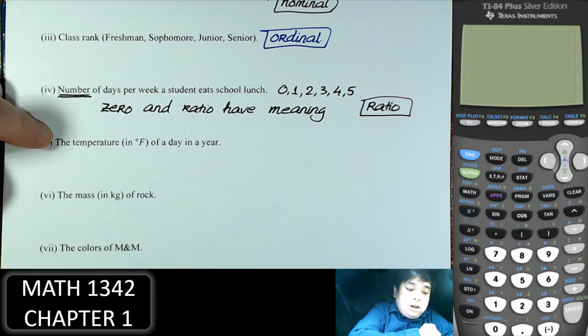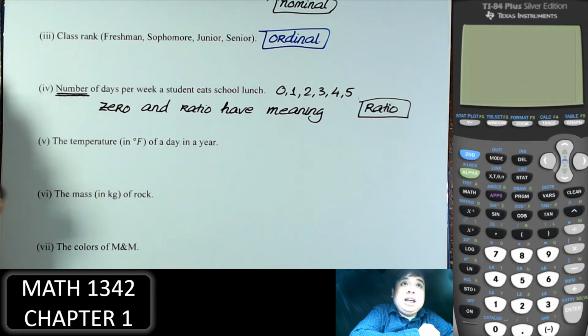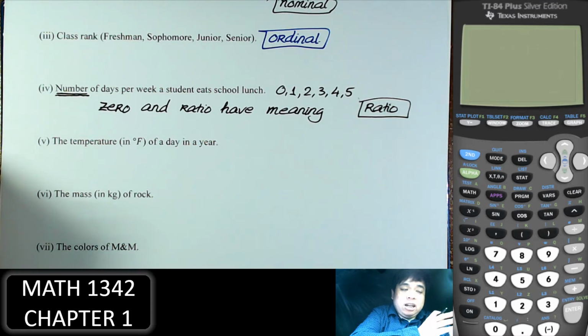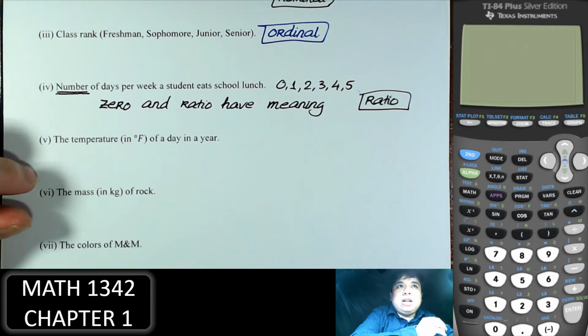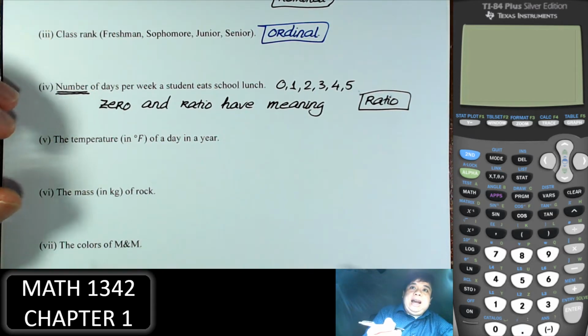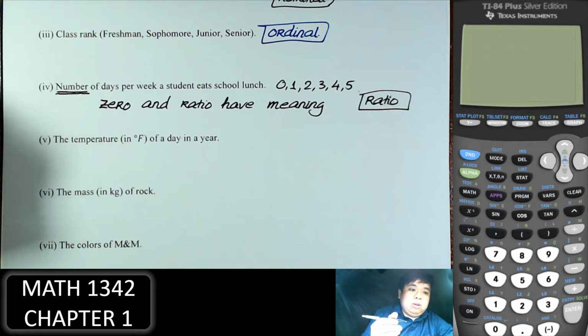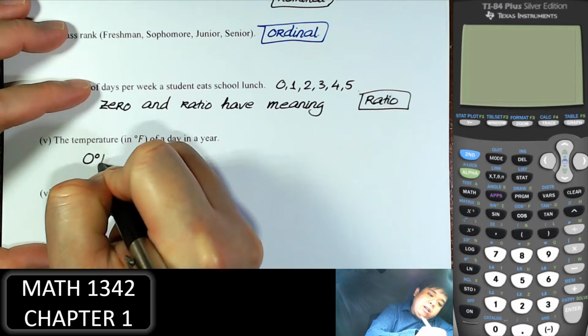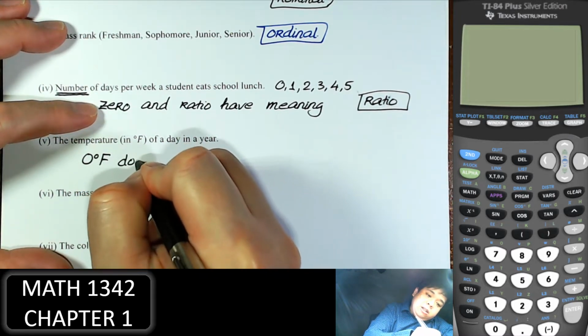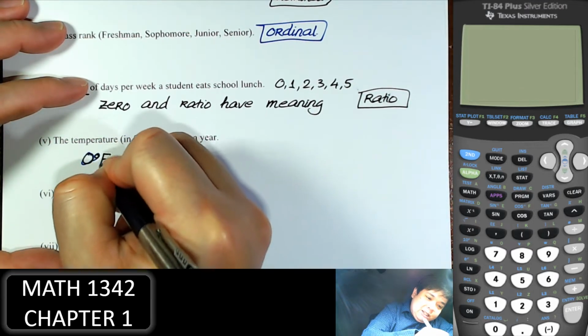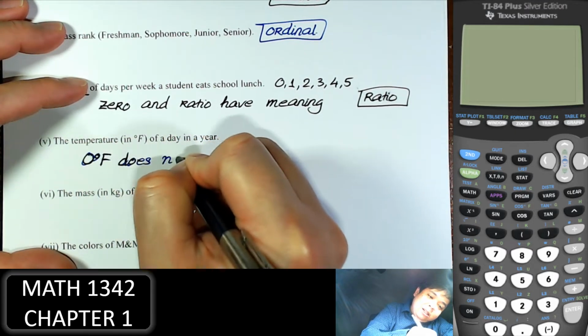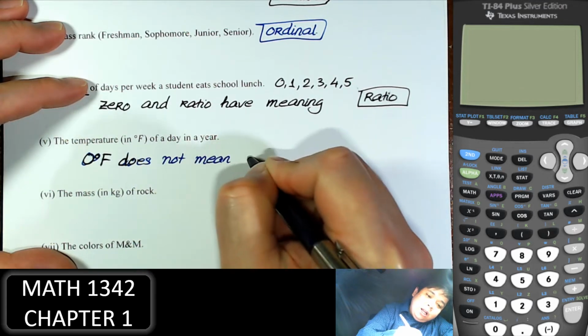Next, the temperature in Fahrenheit of a day in a year. Well, first of all, it is a number, so it is quantitative, and it is also continuous because it could be any number. So, temperature. Now, my question is, does 0 have a meaning? And the answer is no. So we say 0 degrees Fahrenheit does not mean no temperature.